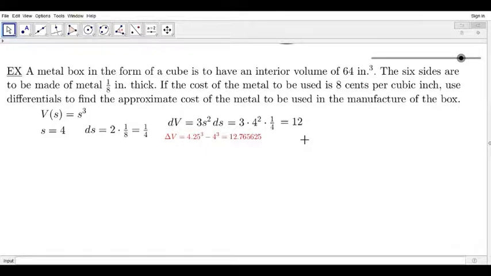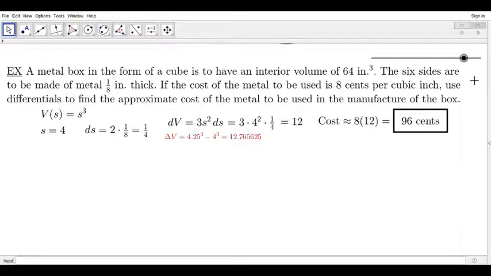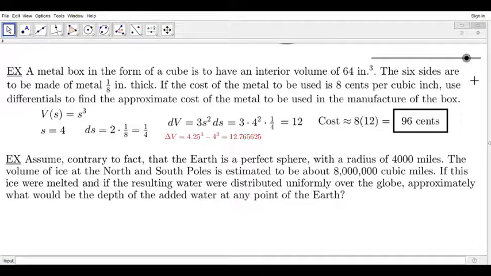Okay, let's continue. So therefore, using 12 cubic inches as our estimate for the volume of just the metal casing, the total cost is approximately 8 cents times that. So it's 96 cents. For the next examples, I will just provide you with the answers. I'd like you to try to figure things out on your own first.